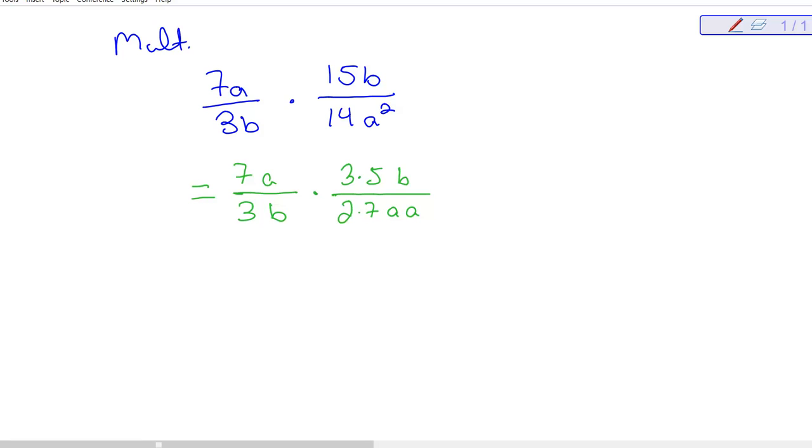And what I'm going to do is say, okay, I have a 7 here and a 7 here. I have an a for an a. I also have a 3 for a 3. And I have a b for a b. That way I can look and say, okay, what I have left is a 5 on the numerator. On the denominator I have a 2 and an a. So I have 5 over 2a.